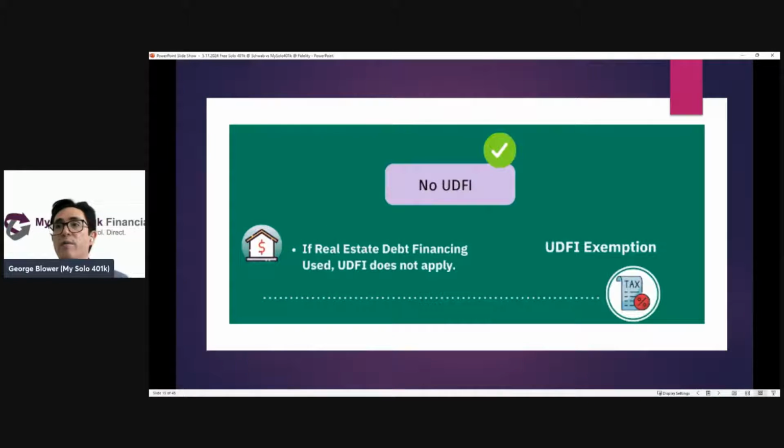Under those Roth IRA rules, you can't transfer money from a Roth IRA to any type of 401k, including a solo 401k. So we mentioned alternative investments, with real estate being one of the top options.